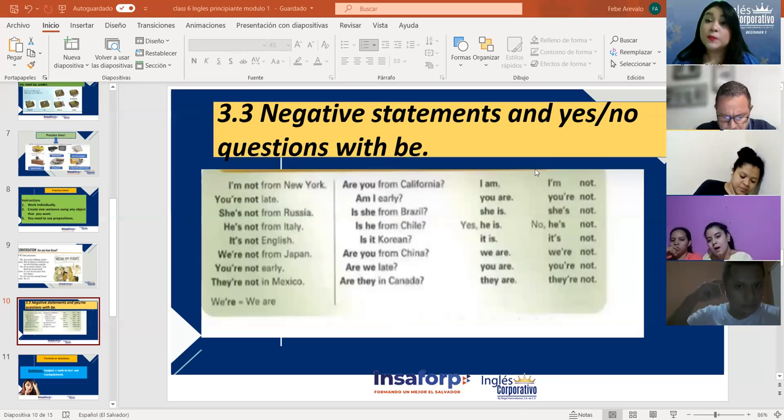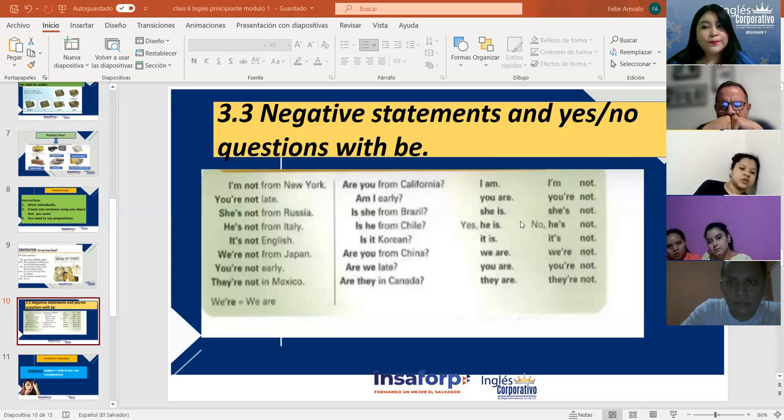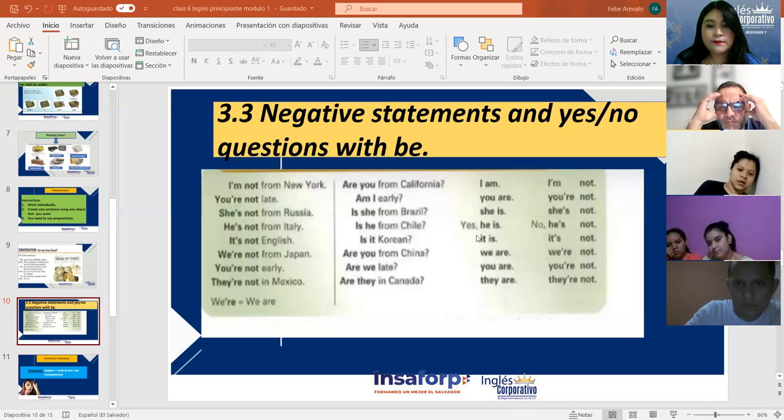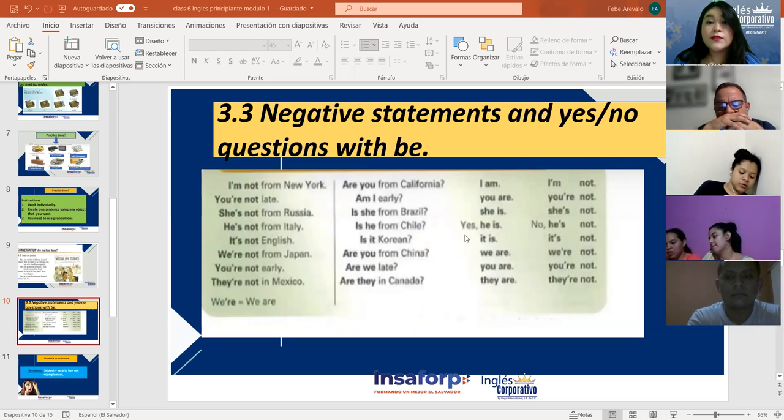Tenemos la siguiente. Escuchen la pronunciation, después le voy a pedir su participación en esta parte. Yes, I am. No, I'm not. Cuidadosa atención en esto. No, I'm not. Yo no puedo decir no, I'm no. Esa T tiene que sonar. No, I'm not. Yes, you are. No, you're not. Yes, she is. No, she's not. Yes, he is. No, he's not. Yes, it is. No, it's not. Yes, we are. No, we're not. Yes, you are. No, you are not. Yes, they are. No, they are not.